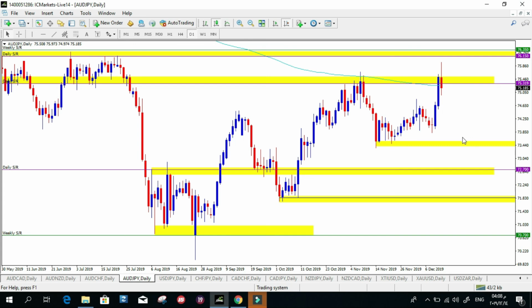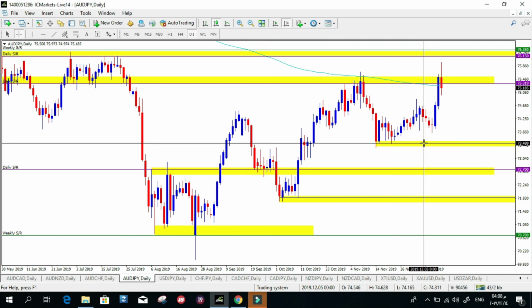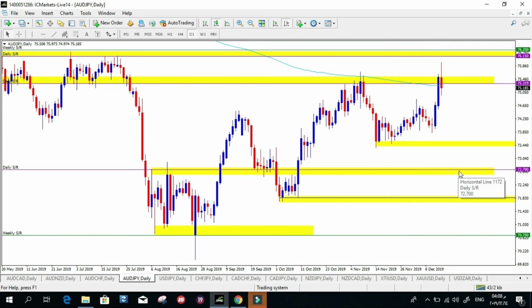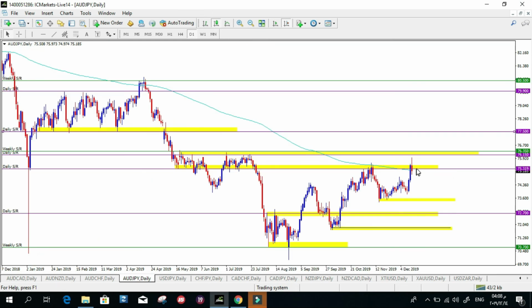In that case, price is more likely to go down and test those swing lows over here at the 73.50 area or even lower at the 72.70 area. However, if price broke up higher, we are more likely to go and test the 77.50 resistance zone area.